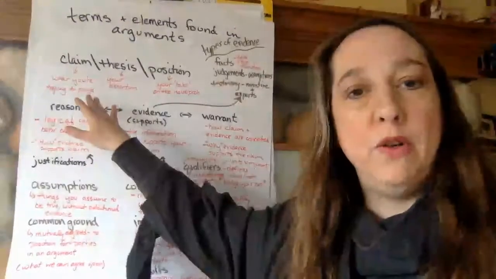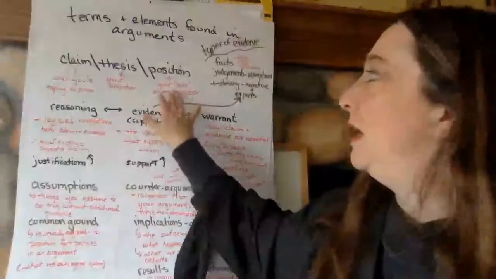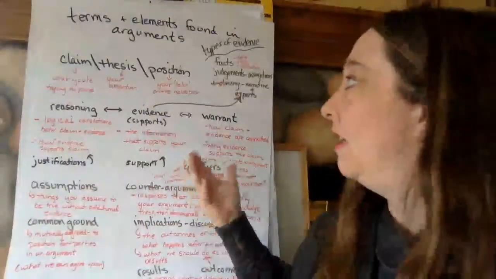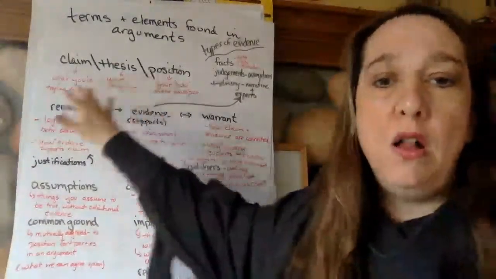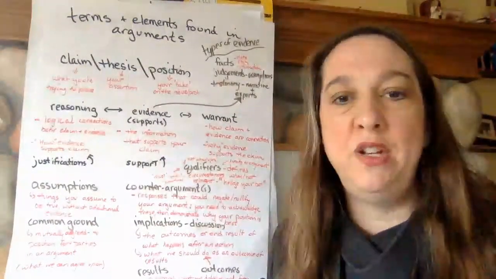Claim is what you are trying to prove. Thesis would be your assertion. You might hear position. This is your take on the issue or the problem. All of these are interrelated, and you might see these terms used more or less interchangeably.